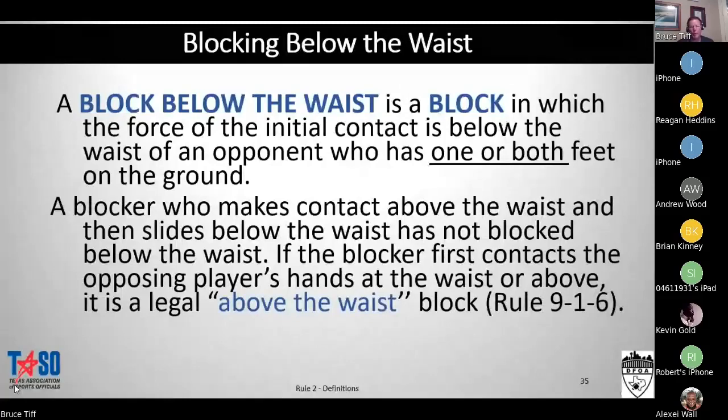And here's the key thing: if the blocker first contacts the opponent's hands also at the waist or above, it is an illegal above the waist block. You can see the rules reference there as well. This is one of those personal fouls. This is a 15-yard foul when it does occur. And by philosophy, when in doubt, it is a block below the waist.